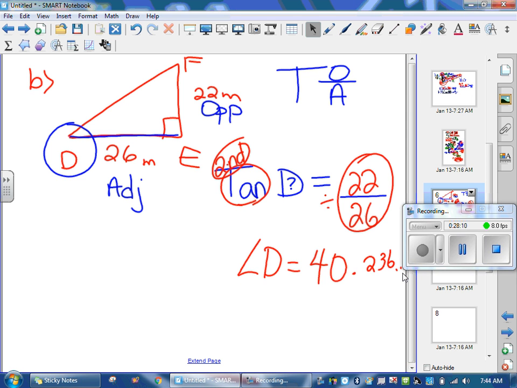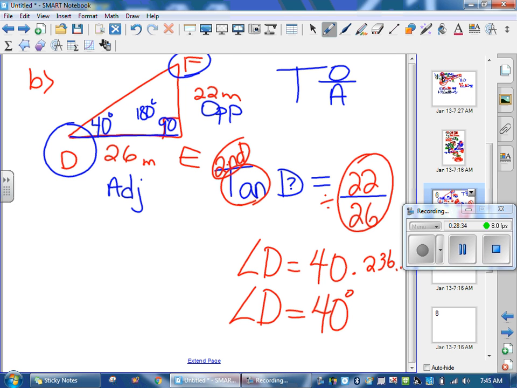So now I can go to my diagram. I know D is 40 degrees. I can easily find F by subtracting from 90. Because this is also a right angle, and my angles give me 180 degrees total. So, to find angle F, I'm going to take 90 and subtract 40 to give us 50. So angle F is 50 degrees.